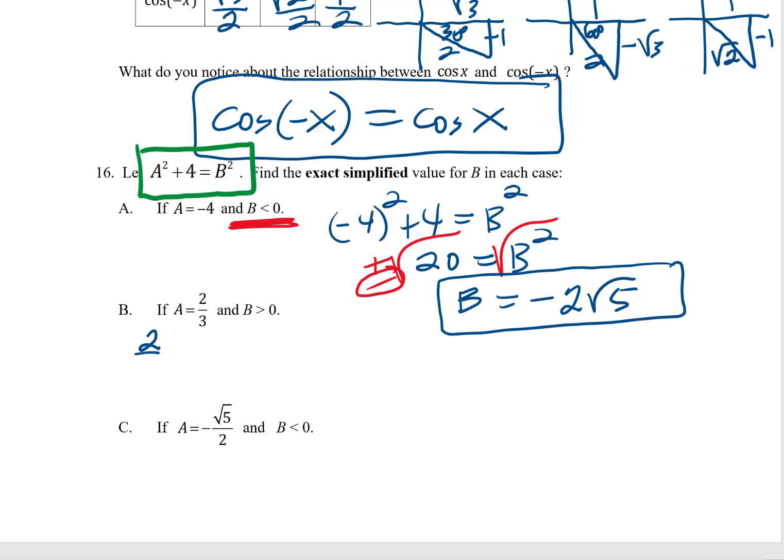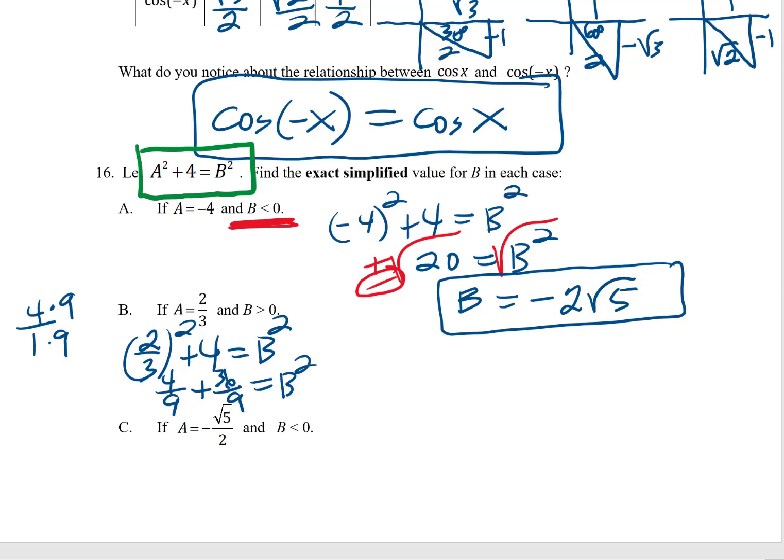So I'm squaring 2/3 this time and adding 4, and that's equal to b squared. When I square 2/3, I get 4/9. Let's see, to add the 4, I'm going to have to think of 4 as 4 over 1 and then get a common denominator of 9. So that's going to be 36 over 9. And let me flip this around the other way. That gives me b squared is equal to 40 over 9.